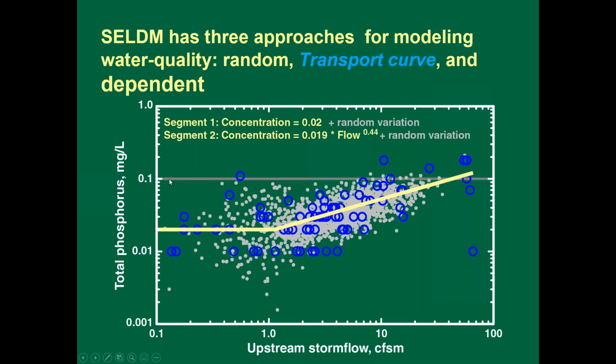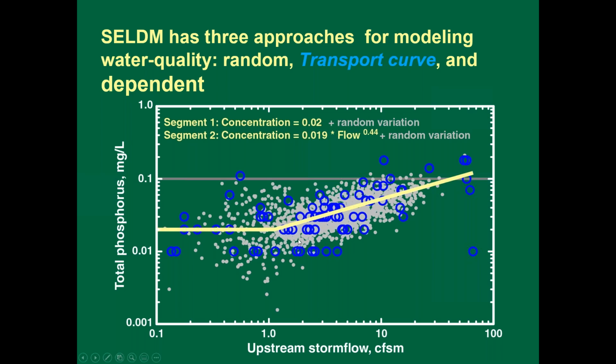And this 0.1 milligram per liter is the receiving water standard. So what we did when we analyzed these samples, we found a 2-segment curve. At base flow, we found that the concentrations were about 0.02 milligram per liter with random variation above and below that point. So in this stream, when you don't have runoff, outside of a storm event, you just have random variation in total phosphorus.